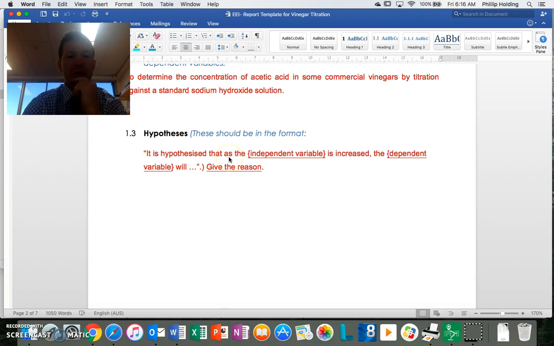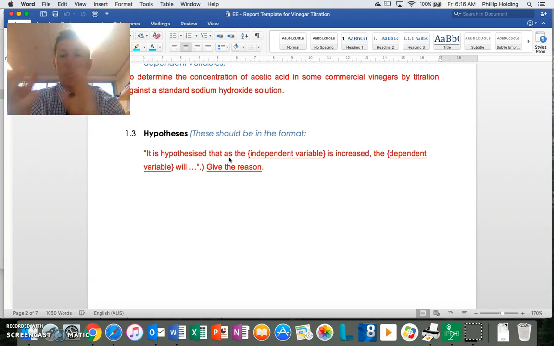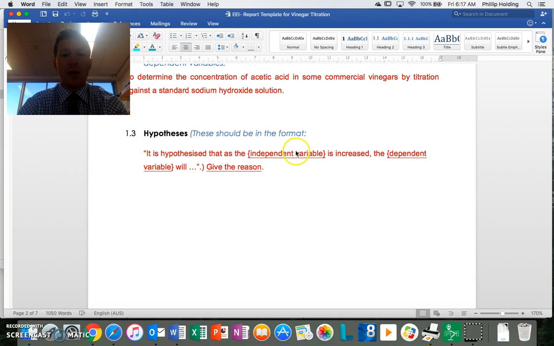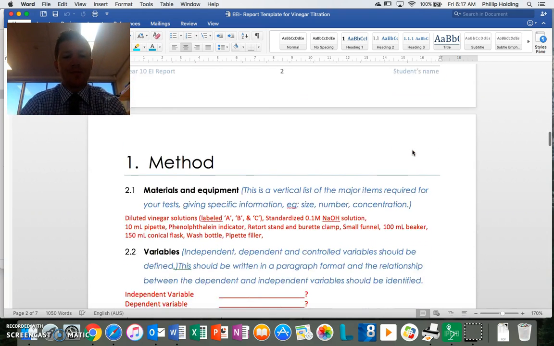Hypothesis. It is hypothesized that if the independent variable, so you need to work out what the independent variable is. All right. What are we changing? What are we specifically changing? Then the dependent variable will do something. I probably can't tell you, but you need to work that out. Talk about what the independent variable is and what the dependent variable is in this particular assignment or experiment, and then formulate a hypothesis about what you think will occur. Okay, keep it short and simple.